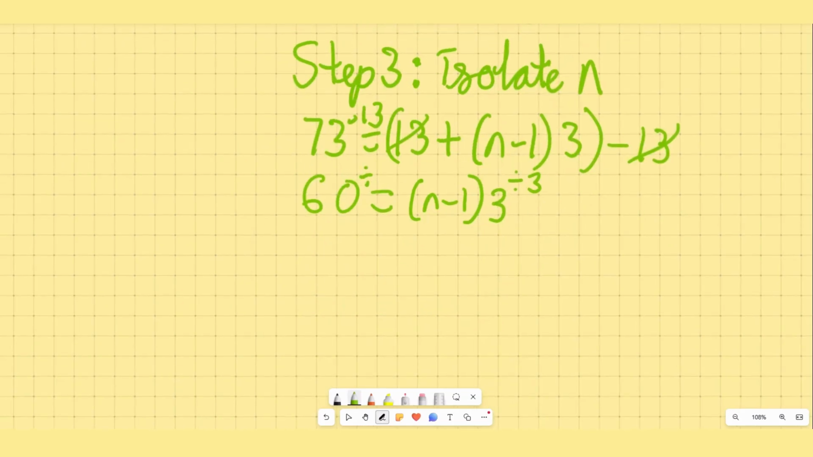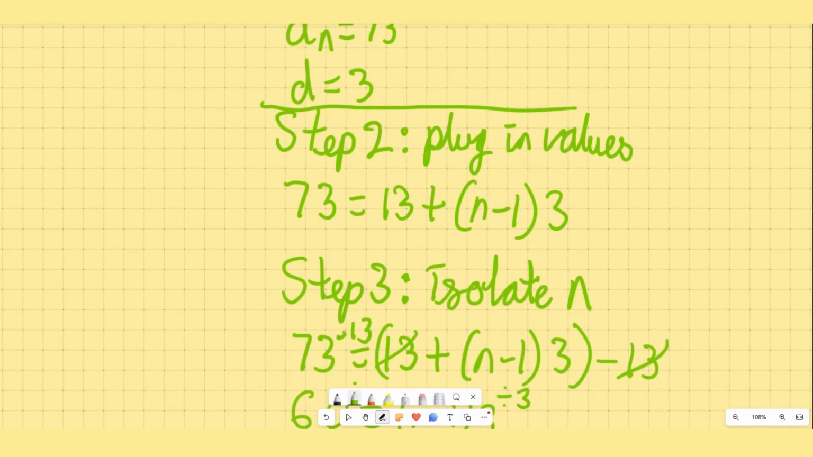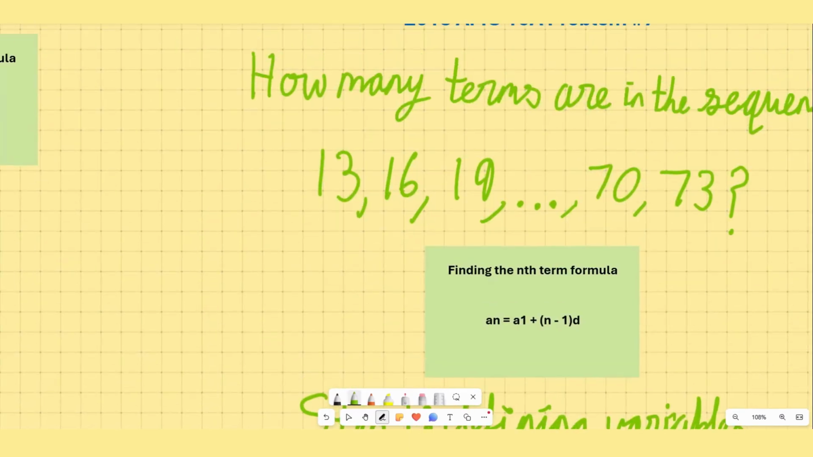That's going to lead us to 20 is equal to n minus 1. We don't need parentheses around the n minus 1 now because we don't have a number that we're multiplying by. So the last step in isolating the variable n is to add 1 to both sides. I'm just going to write 21 equals n. So there are 21 terms in this sequence, and 73 is the 21st term.